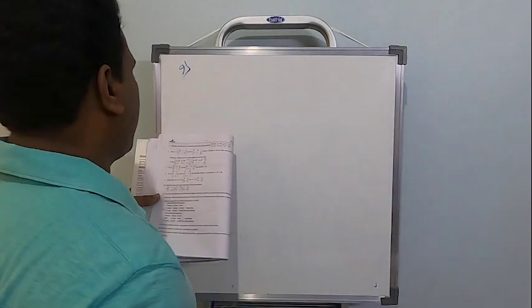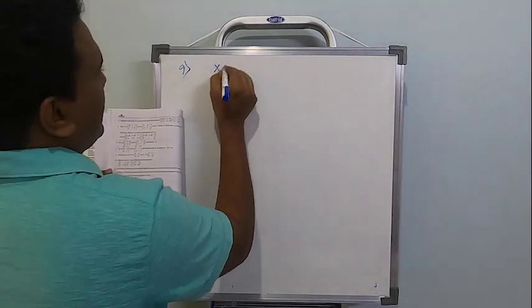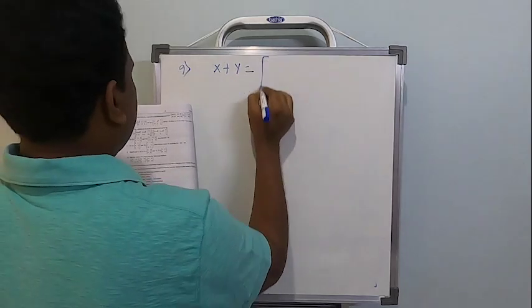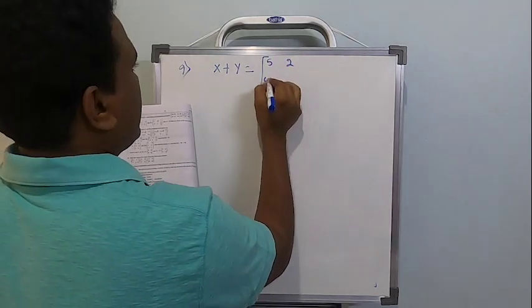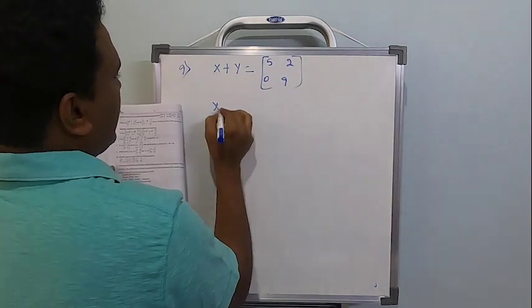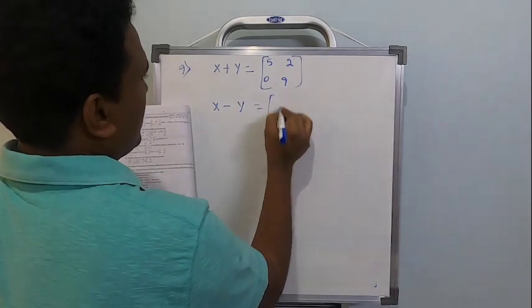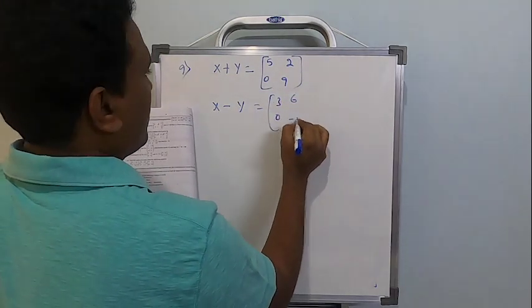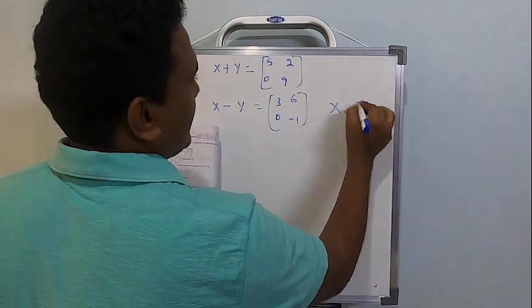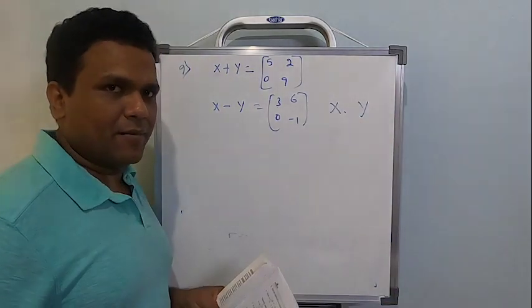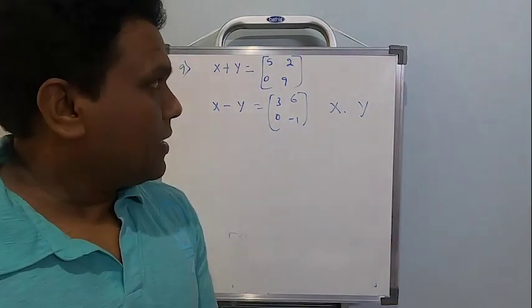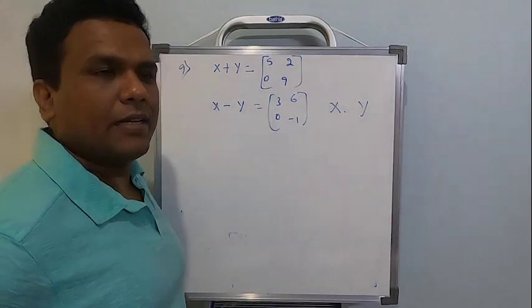An important concept. Okay, they said X plus Y is equal to [5, 2; 0, 9] and X minus Y is equal to [3, 6; 0, minus 1]. Then find X and Y. X and Y are matrices here, remember. Okay, it's something like solving simultaneous equations.